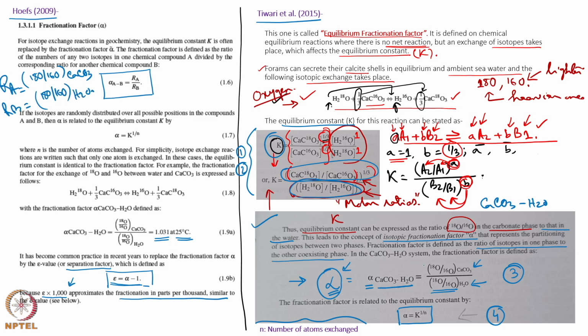This is the note for the beginners, that here we are dealing with 18O by 16O for CaCO3 and the same ratio from water. You cannot have alpha equal to 18O by 16O for a mineral A and then 16O by 18O for a compound B. That way is not possible. If the ratio is 18O by 16O in the denominator also, it has to be 18O by 16O.